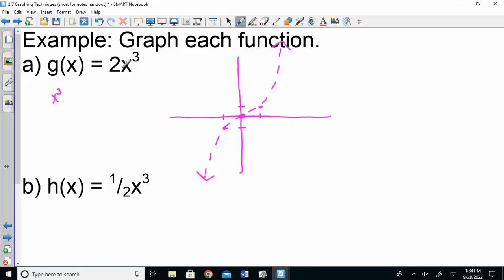Then I want my final function. So this is 2 times x cubed. So the 2 is on the outside. So that is changing y, and it does what it says. So it's saying like a vertical stretch. Or if you think about it another way, it's saying you take your y's times 2.